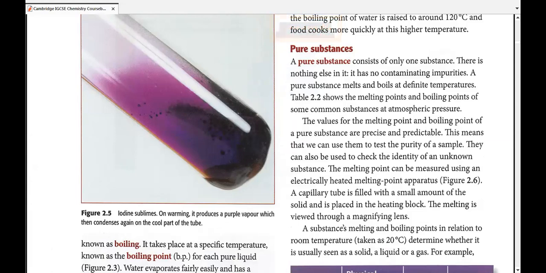But if the value differs a little bit from the stated value, for example, if the melting point of water is not 0, it's 0.1 degree centigrade, then the water might not be pure, right? If the water is not boiling at 100 degrees centigrade, it's boiling at 99.9 or at 100.2, the water is probably not pure. So that's how we can use melting point or boiling point to test the purity of a sample. And melting point or boiling point can easily be checked.